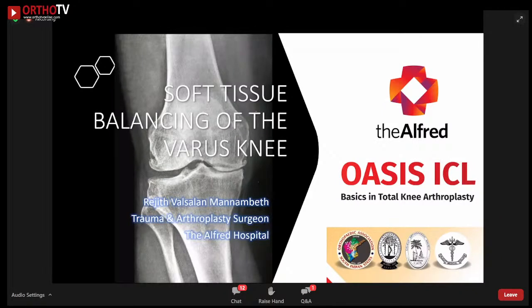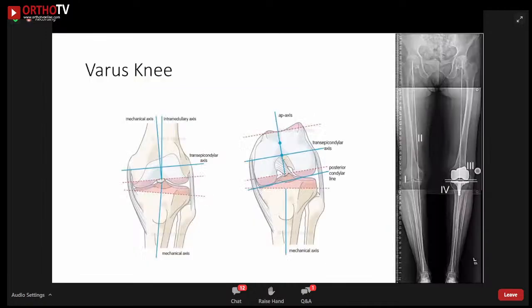I've been asked to speak about soft tissue balancing of the varus knee. There have been some amazing talks about the cuts and the alignment, so I'm not going into the detail of all those.